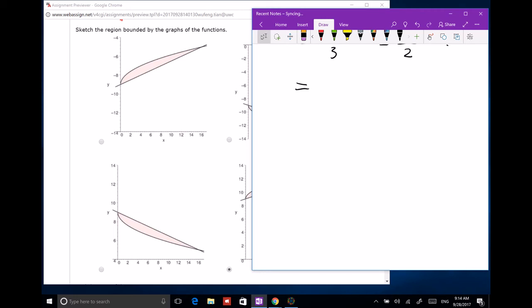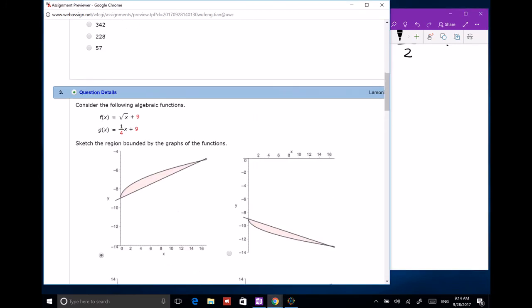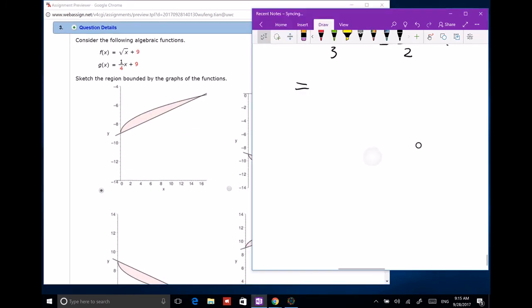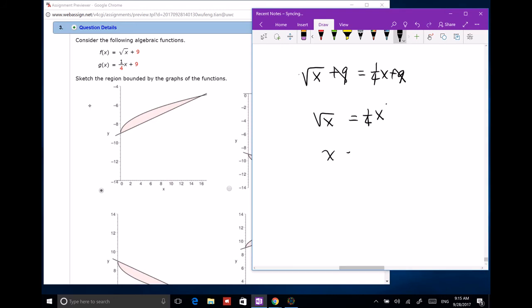All right, do you have any questions so far? No. So you solve these boundaries. Always set them equal to each other. So you can set these two equations equal to each other: square root of x plus 9 equals 1/4 of x plus 9. Solve that, the 9 cancels out, and square root of x equals 1/4 of x. Square both sides, get x equals 1/4 of x squared.